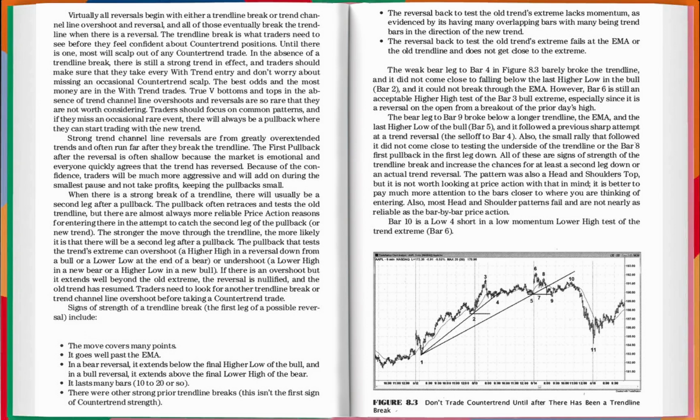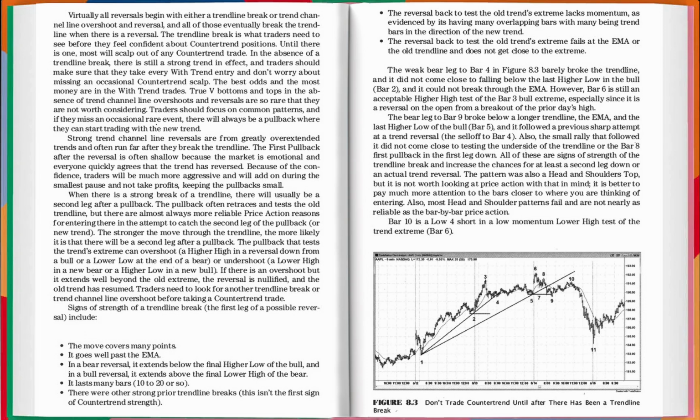The weak bear leg to bar 4 in figure 8.3 barely broke the trend line, and it did not come close to falling below the last higher low in the bull bar 2, and it could not break through the EMA. However, bar 6 is still an acceptable higher high test of the bar 3 bull extreme, especially since it is a reversal on the open from a breakout of the prior day's high.